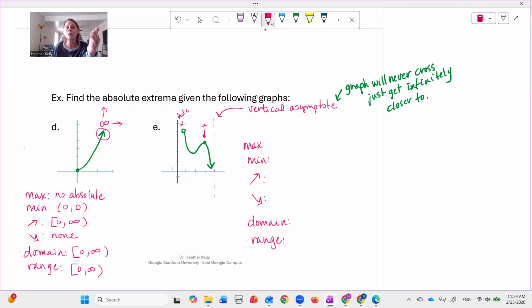And because of the nature of a vertical asymptote and the direction that this graph is going already, it will not be able to turn around and come back up. It can't cross that dotted line, and it's just getting super duper close to that dotted line. Okay, so our local max is going to be 1, 2, 3, 3 and 3. No absolute.